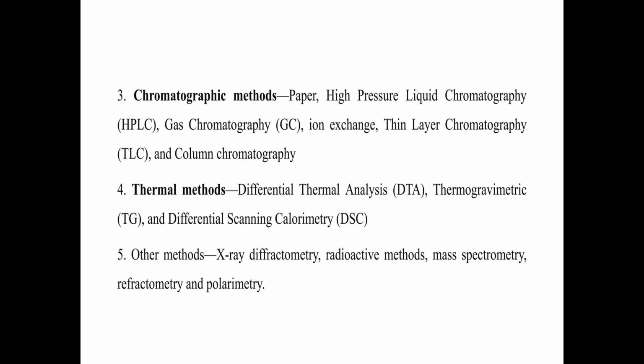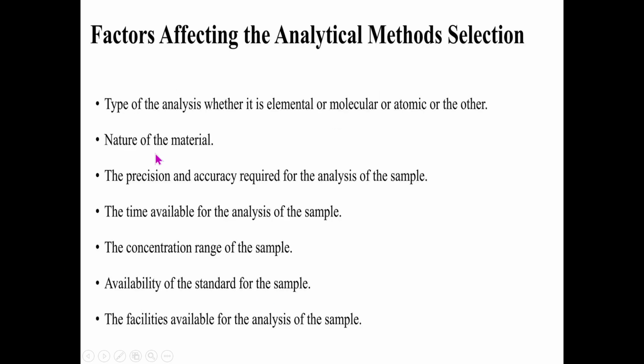And the next, among the miscellaneous methods, are thermal methods, through which we use temperature as a basic parameter. The thermal methods are divided into differential thermal analysis, thermogravimetric analysis, and differential scanning calorimetry. Other basic and miscellaneous methods used for the determination of the concentration of substances are X-ray diffractometry, radioactive method, mass spectrometry, refractometry, and polarimetry.